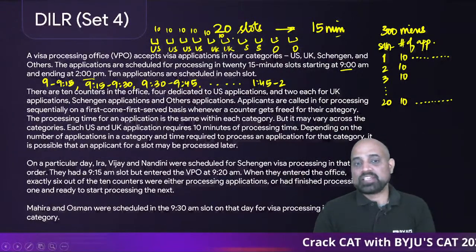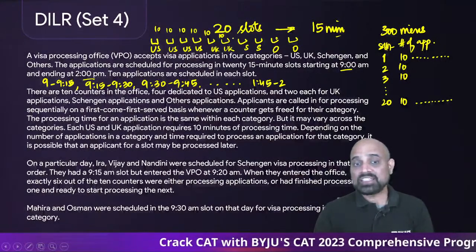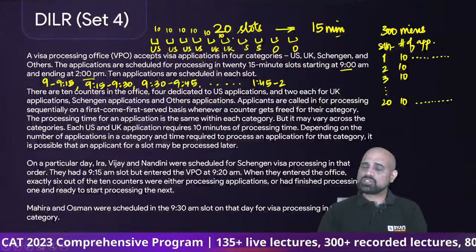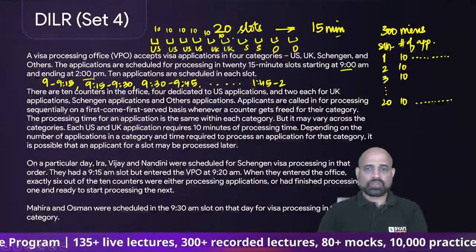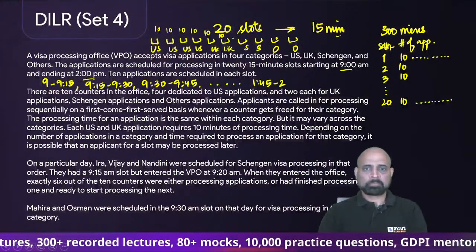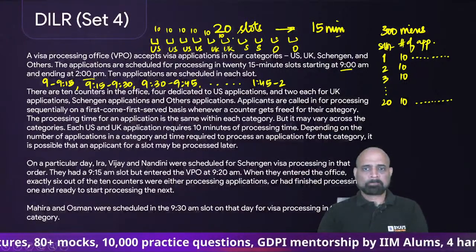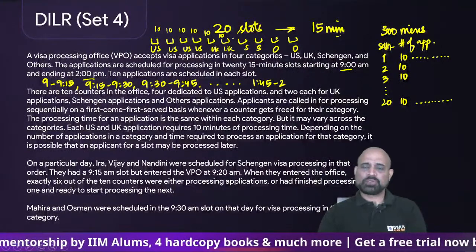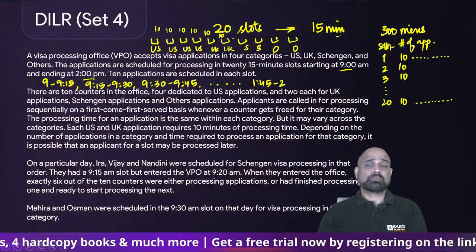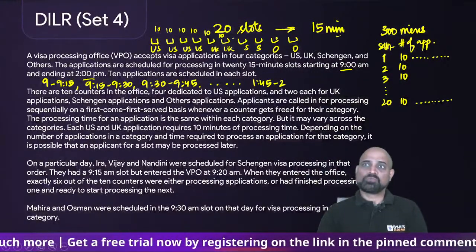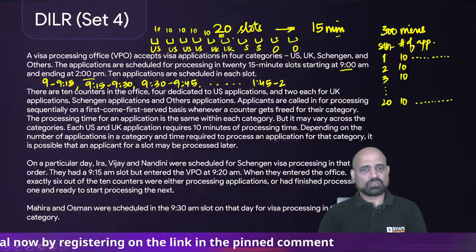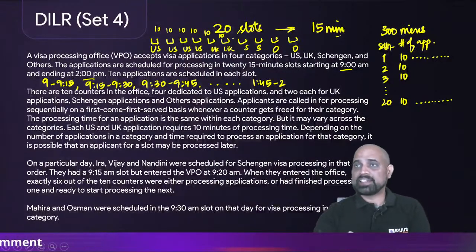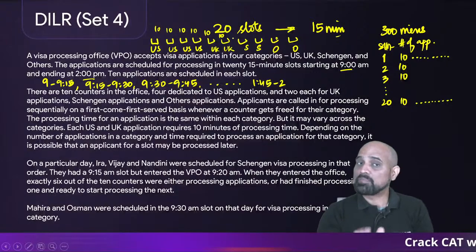Mahira and Osman were scheduled in the 9:30 AM slot on that day in the others category. So looking at this, if their schedule was at 9:30, then we are talking about the others category. So in the others category, it can be 30 minutes, 25, or 20, but it cannot be 15 minutes, because had the processing time for others been 15 minutes, then 9:15 would have been the time they must have been called. Or maybe someone else was there at 9:15, right? So it can be 15 minutes. So the processing time of the others category can be anything, so nothing can be figured out from here.